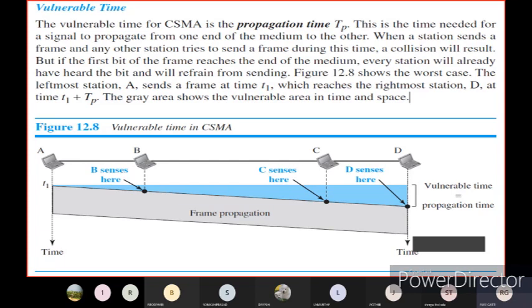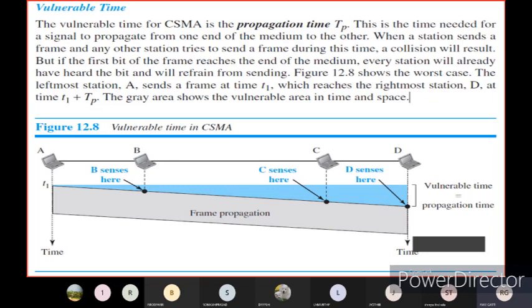In order to understand this vulnerable time in the CSMA mechanism, you can see the figure 12.8. In figure 12.8, the moment A starts transmitting, it takes some amount of time to reach station B. Station B senses that station A is transmitting, so it should wait for some amount of time, and the frame will reach station C after some more time. So C senses again, and it has to wait for some amount of time.